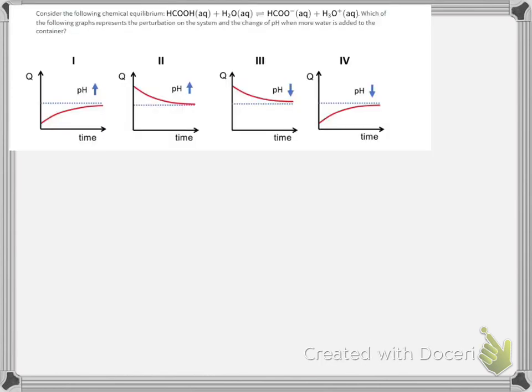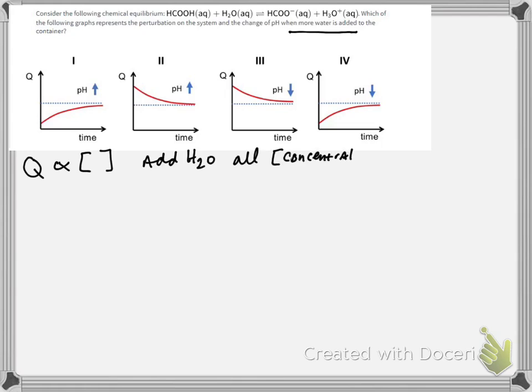Right, let's look at a similar problem. And now in this case, what we're going to do is add water. Right, so Q, as we talked about in class, is directly proportional to concentration. So if we add water, all concentrations go down, so Q goes down. That gives us options 1 and 4 with the addition of water.